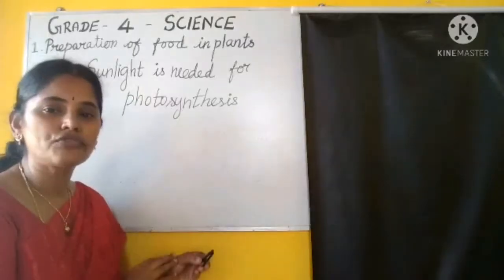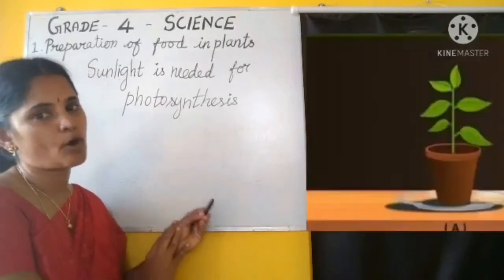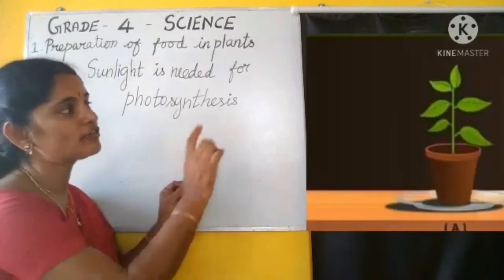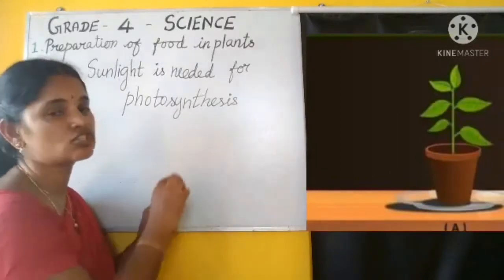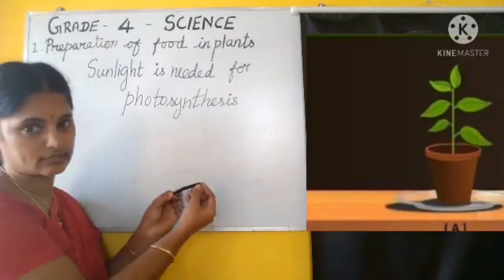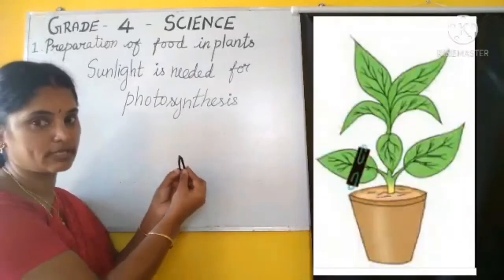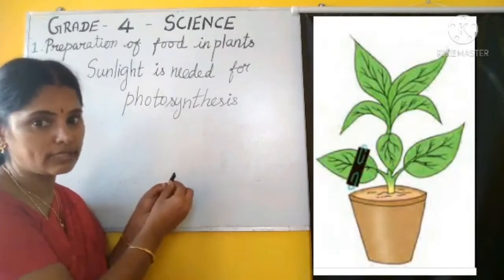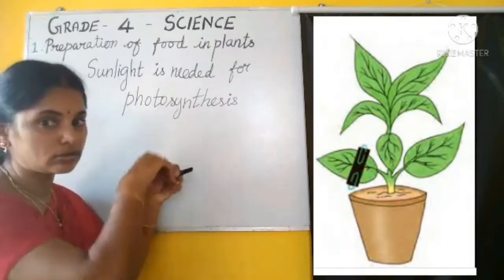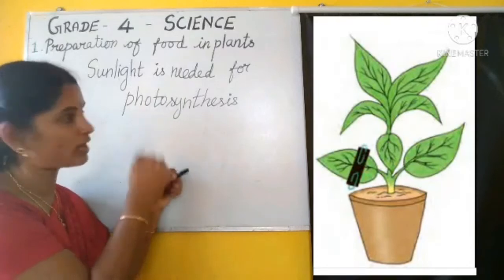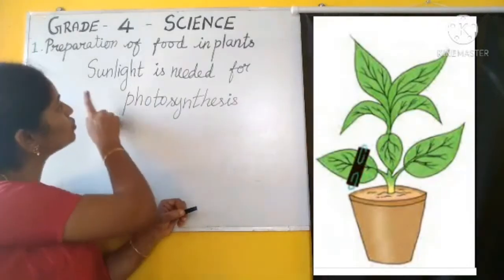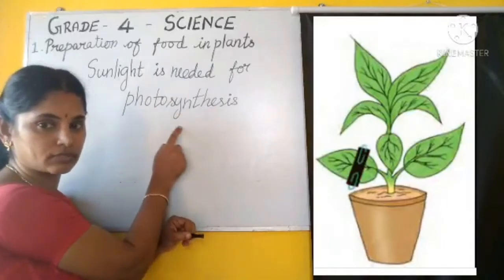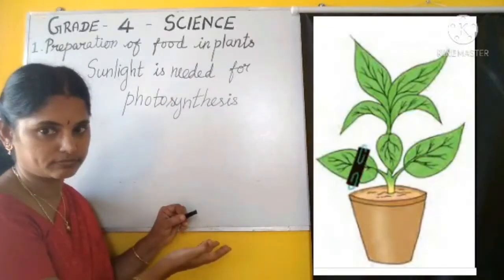So now we are going to take a potted plant like this. Cover one of its leaves with a black strip of paper like this. Okay, a black strip of paper. Why black color? Because black color doesn't allow the sunlight to enter. Why are we doing this experiment? To show that sunlight is needed for photosynthesis. So, we are doing the starch test. Okay.